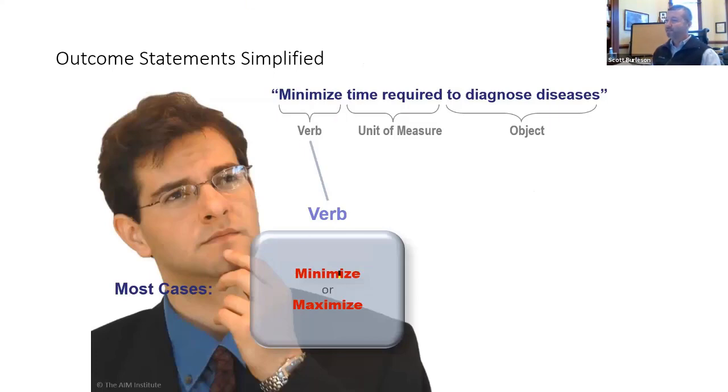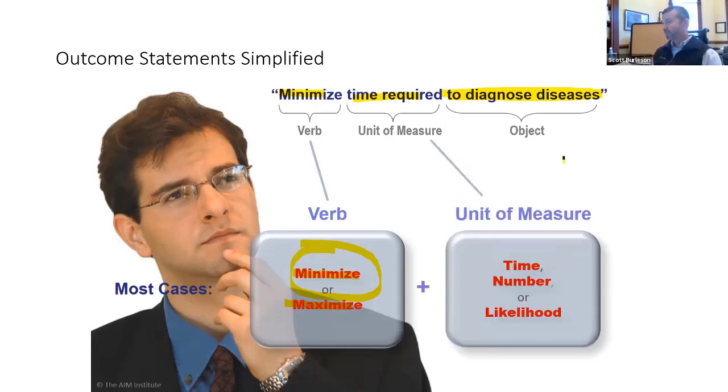Most of the time, your verbs will be minimize or maximize. We talked about why we think minimize will be the best. Minimize, our unit of measure, and then we have an object or a little bit more information about the context. So that's our most common scenario.